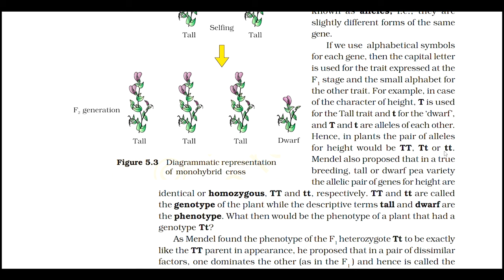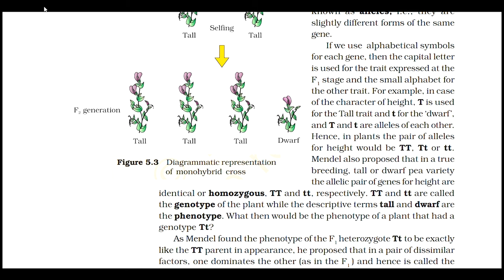Hence, in plants, the pair of alleles for height would be capital T capital T, capital T small t, or small t small t. Mendel also proposed that in a true breeding tall or dwarf pea variety, the allelic pair of genes for height are identical, or homozygous, capital T capital T and small t small t respectively. Capital T and small t are called the genotype of the plant, while the descriptive terms tall and dwarf are the phenotype. What then would be the phenotype of a plant that had a genotype capital T small t?